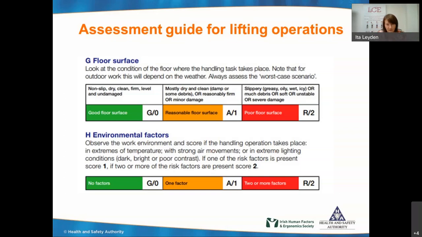Or indeed, if there's poor lighting, that also can result in someone not being able to see in front of them. But one factor that people often consider here is noise. Noise is an environmental safety risk factor, but it doesn't affect musculoskeletal ill health. So therefore, if there's noise in the area, I don't include that as an environmental factor when I'm rating a lifting task.